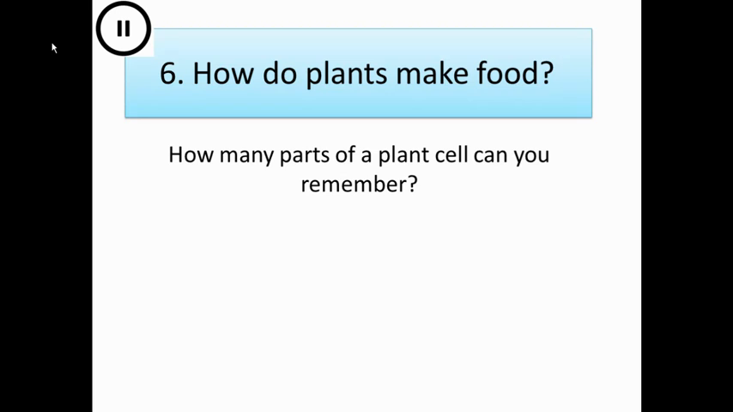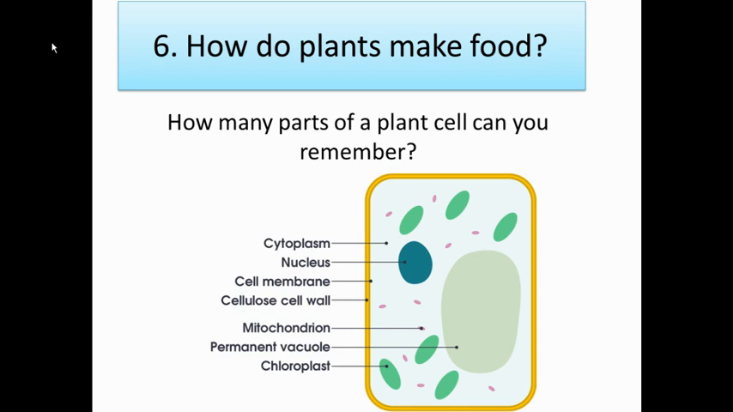Okay, let's see how we all did. There are some parts of the plant cell which are the same as animal cells. That's the cytoplasm, which is like the jelly-like substance that fills the cell. The nucleus. The cell membrane, which is the inner membrane here. And the mitochondria, which is the site of respiration. Those are the ones that are found in both plant and animal cells.